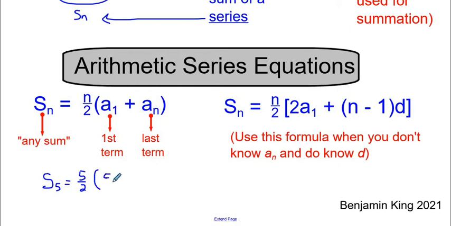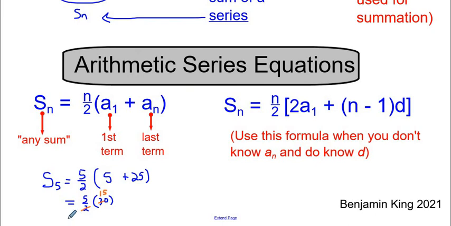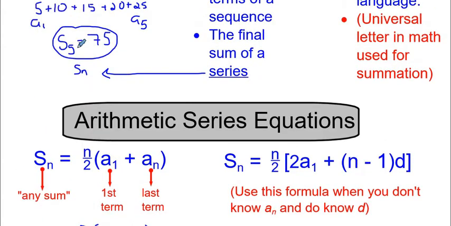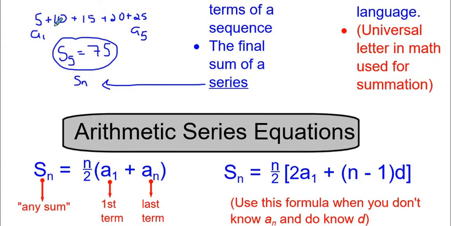A1 was 5. An was the last term that I had, which was 25. Okay, and so that will give me 5 halves times 30. And if you do a little bit of reduction here, just by saying that and that make 15, you get 5 times 15, and 5 times 15 is 75. So that formula will do the exact same thing for us as writing them all out, which is amazing.